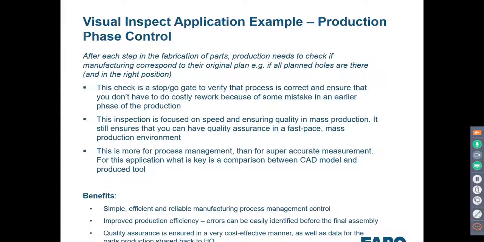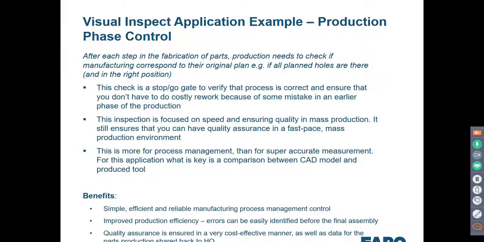So let's talk about another application where we actually have some production phase control. After each step in the fabrication or the production, we actually need to check if the manufactured item corresponds to the original. And as Oliver had mentioned, are the holes there? Are they there but in the wrong position? Are they the wrong orientation, etc.? So this is an absence presence check, and basically a go no go gate to verify that you've actually done what you're supposed to do.